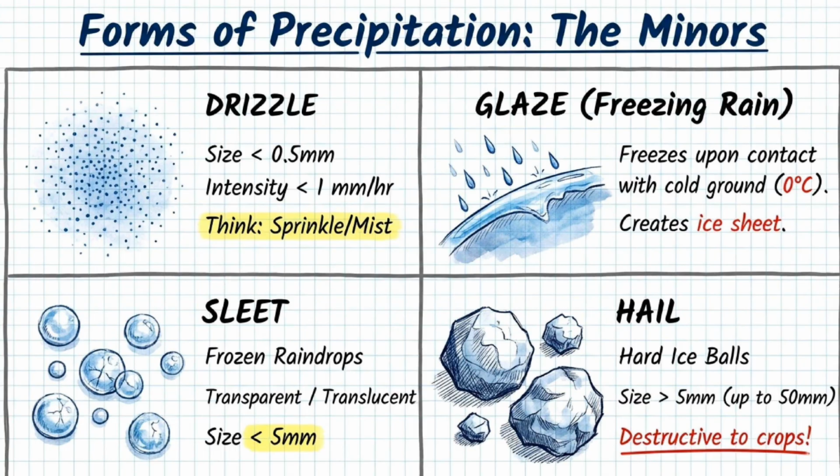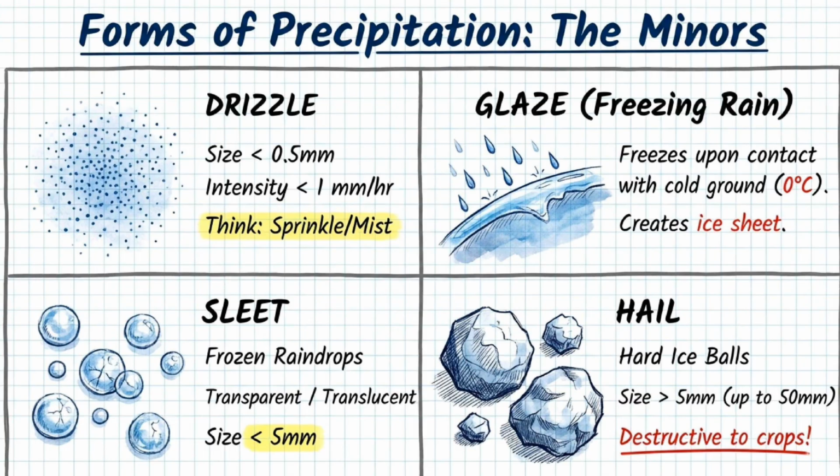One small question for you. If drizzle droplets are extremely small, that is less than 0.5 mm, would a drizzle feel like heavy rain or more like mist or light spray? It feels like a mist or a light spray. Why? Because the droplets are very tiny, less than 0.5 mm, and they fall very slowly. Intensity of rainfall is less than 1 mm per hour. So it feels like a gentle spray rather than normal rain.